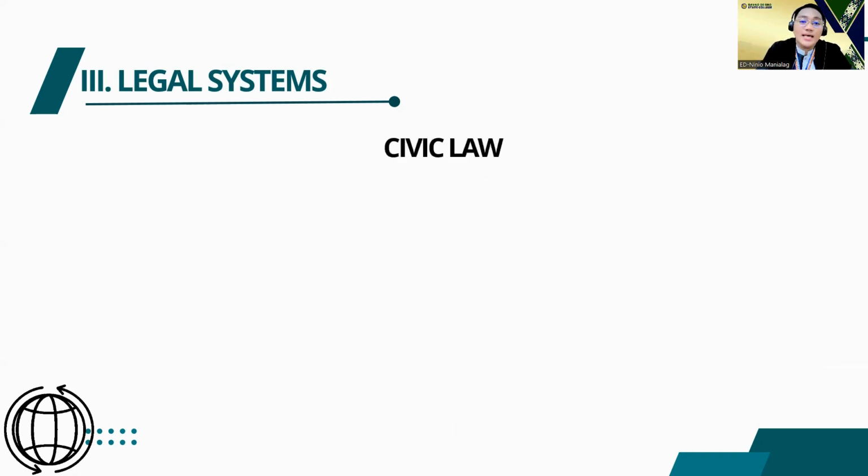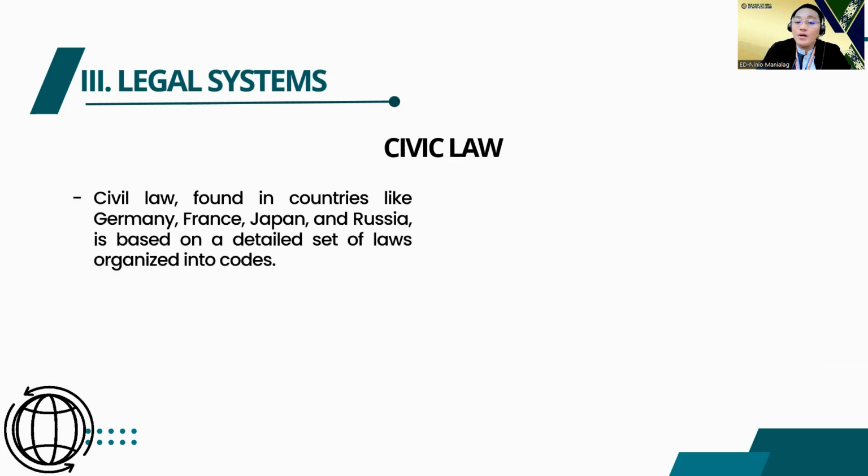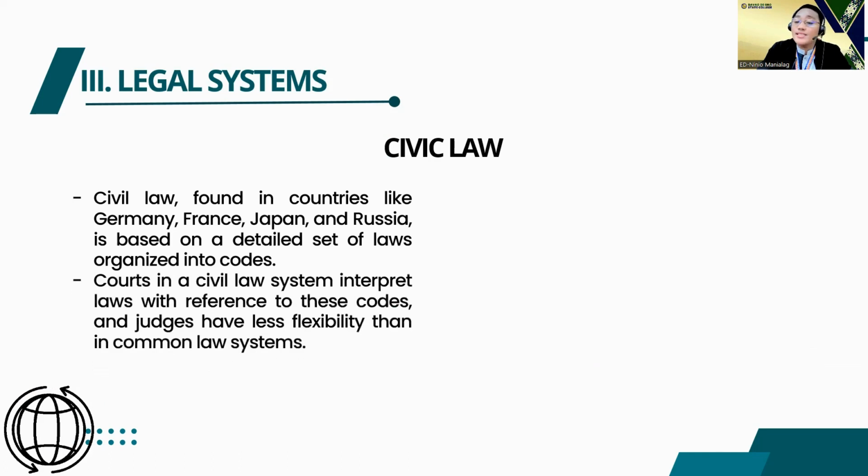Let's discuss the next part of the legal system, civil law. Now, civil law, found in countries like Germany, France, Japan, and Russia, is based on detailed sets of laws organized into codes. Courts in the civil law system interpret laws with reference to these codes, and judges have less flexibility than in the common law system.